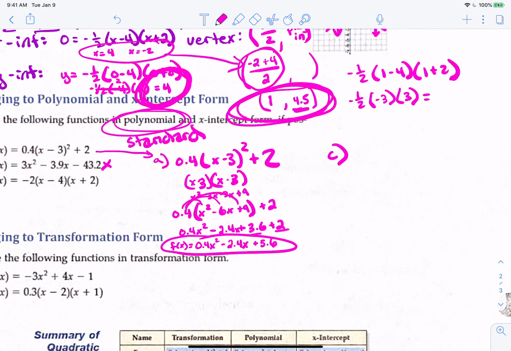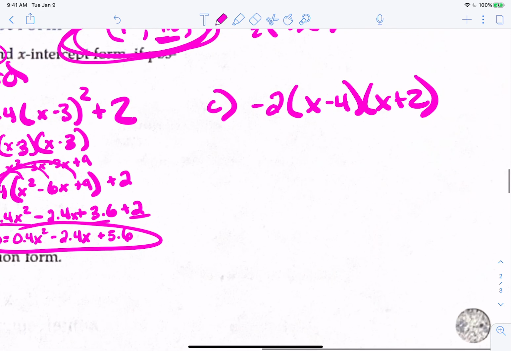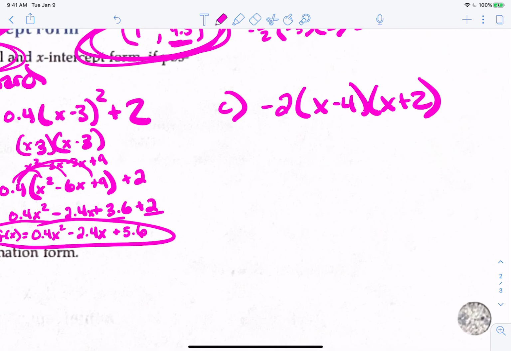Okay, C is negative 2 times x minus 4 times x plus 2. Okay, we want to switch this to polynomial form. So you could distribute first if you wanted to. I'm going to worry about FOILing first. I'm going to FOIL the x minus 4 and the x plus 2. Yeah, that might be the easiest way. Okay, so x minus 4 times x plus 2 is x squared plus 2x minus 4x minus 8.